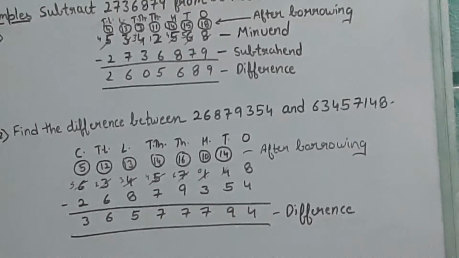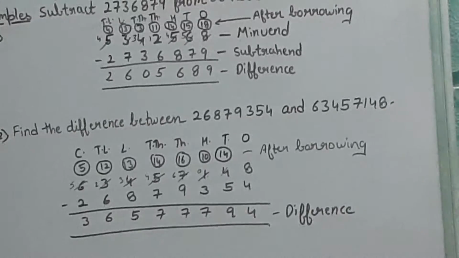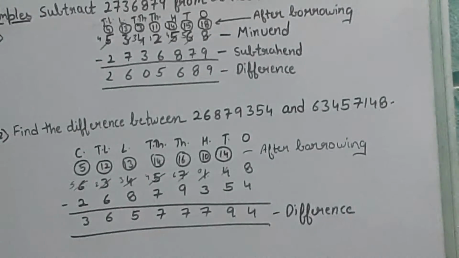Now let's take the second example. Find the difference between 26879,354 and 634,571 4, 8. So as always, first write the bigger number in the first line, the smaller number in the second line, and make the divisions like ones, tens, hundreds, thousands, ten thousands, lakh, ten lakh and crore. And after that start subtracting. So at the ones place 8 is bigger, 4 is smaller, so we can easily subtract. 8 minus 4 comes out 4.